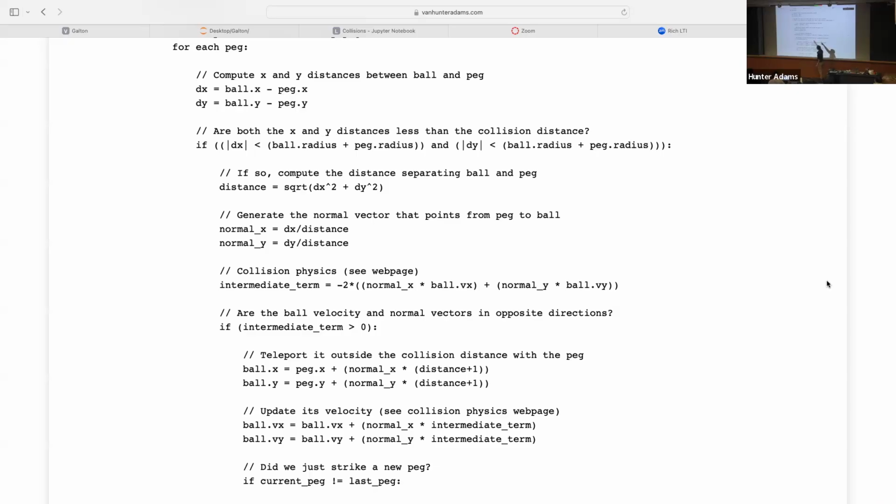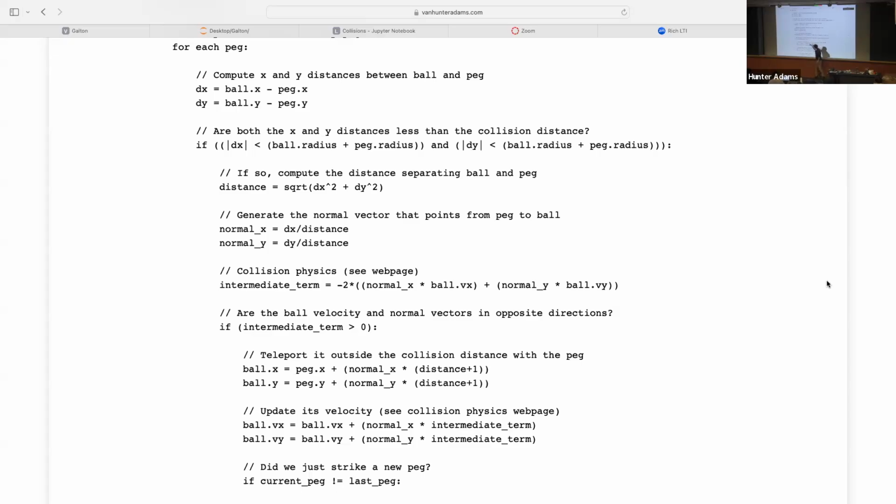In the event that we think we might be close enough that we're in collision, we do in fact compute the distance between ourselves and the ball as the root sum of squares of our x and y separations. We compute the unit vector, the normal x and normal y vectors, that points from the peg to the ball. So this is the vector that goes from the center of the peg to the center of the ball. We then compute this intermediate term that I'm going to speak to here in just a moment.